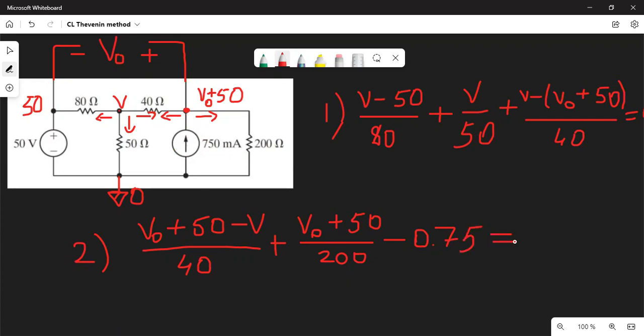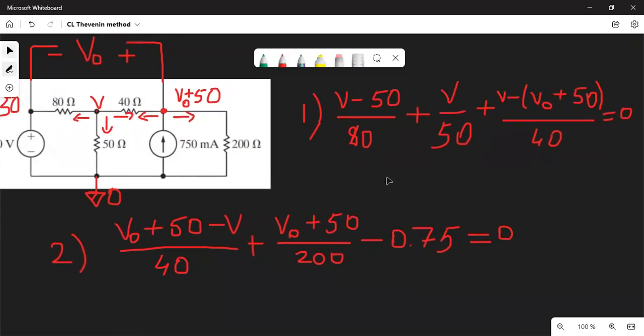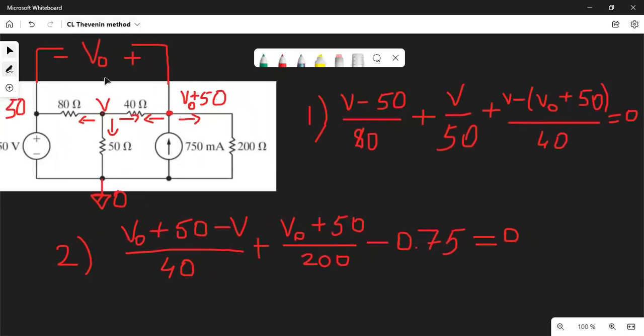As you can see here, there is also a way to the up, but no current will flow to the up because there is an open circuit. Please remember that in an open circuit, current is always 0. So no current will flow to the up, and that's why we don't consider this path.